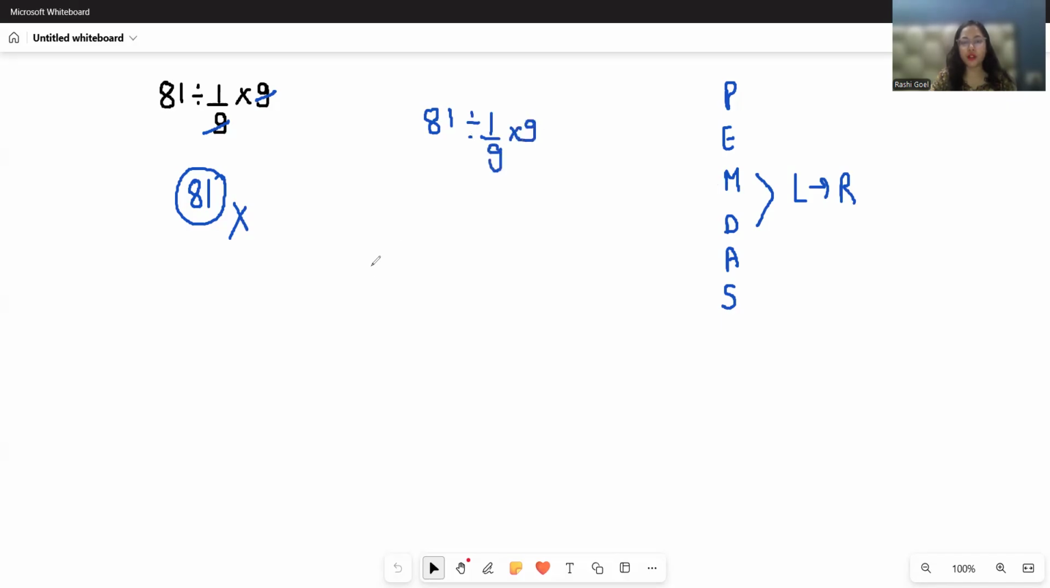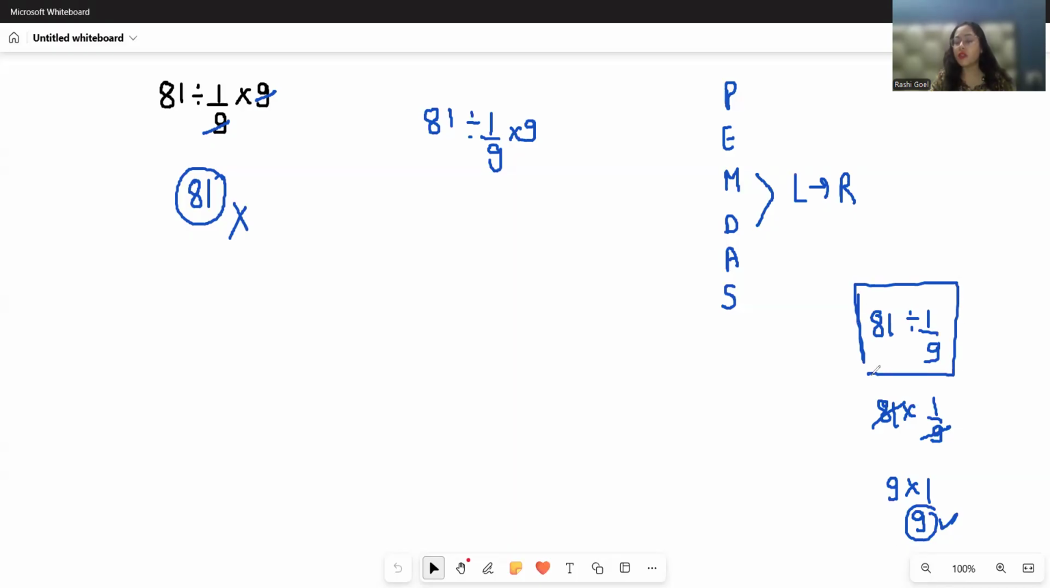So now rewrite the expression and apply the PEMDAS rule. And I want to tell you something: 81 divided by 1 by 9 and 81 multiplied by 1 by 9 are different questions. Because when it is 81 multiplied by 1 by 9, you can cancel out this 9 and 9, and 9 times 1 is 9. 9 is the correct answer in this case. But when you are given 81 divided by 1 by 9, then you have to follow a certain rule, that is the KCF rule. What does it say? K stands for keep, C stands for change, and F stands for flip.